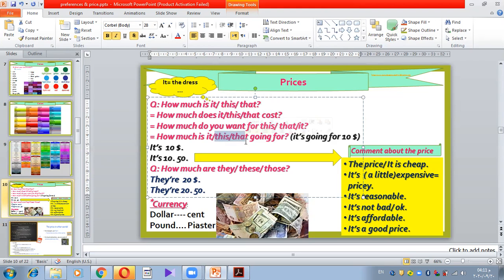So again, now I want to buy a jacket and I want to ask about the price. What's the question? How much is that? Or how much is the jacket? How much does it cost? How much do you want for this? Or how much do you want for the jacket? Or how much is that going for? So the answer is it's, and you say the number simply. With this one, you say it's going for, you add just going for, and you say the number as well.